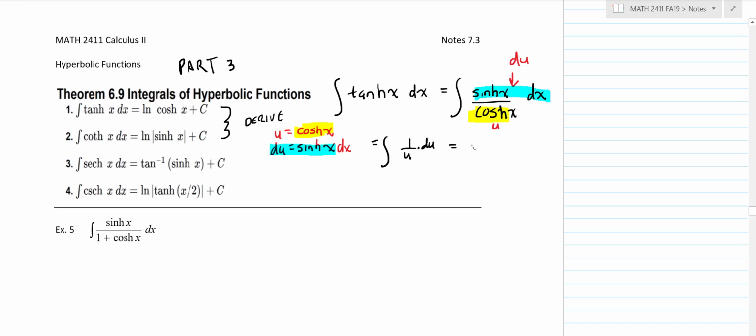And you may recall that. I hope you do. That's the natural logarithm of u plus c. Okay? Then you just plug back in the u. So see what you would get is you would get ln of absolute value of the hyperbolic cosine of x plus c. Okay? Now, you might be wondering, okay, why does this formula not have the absolute value on it?